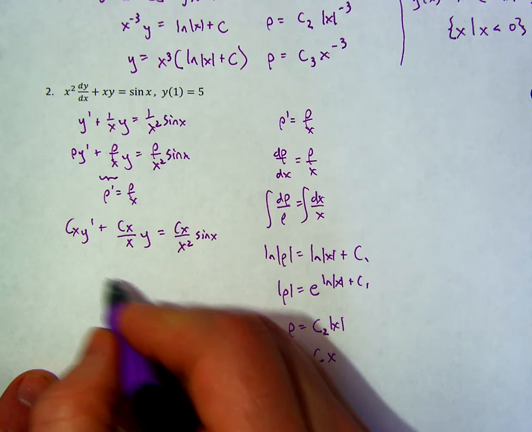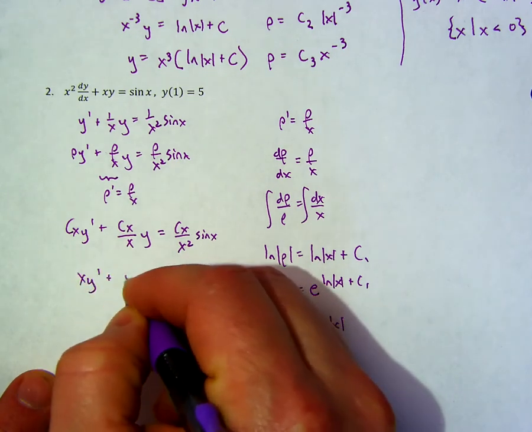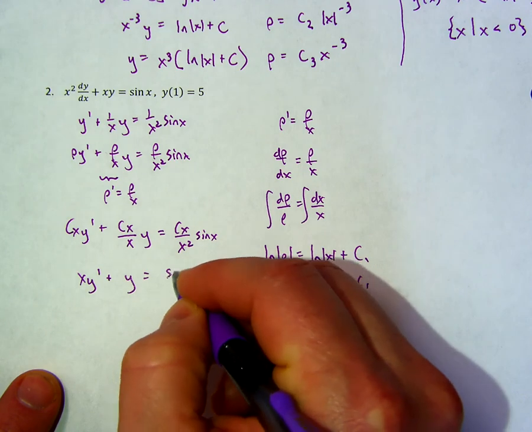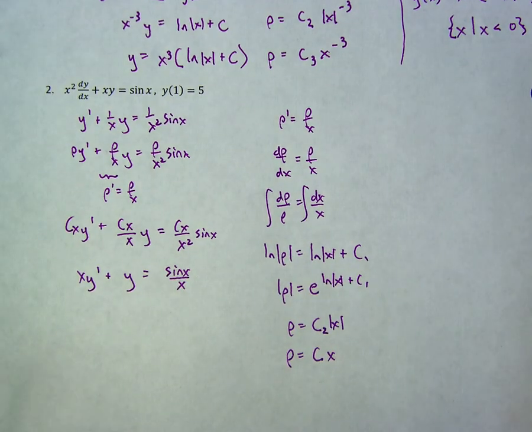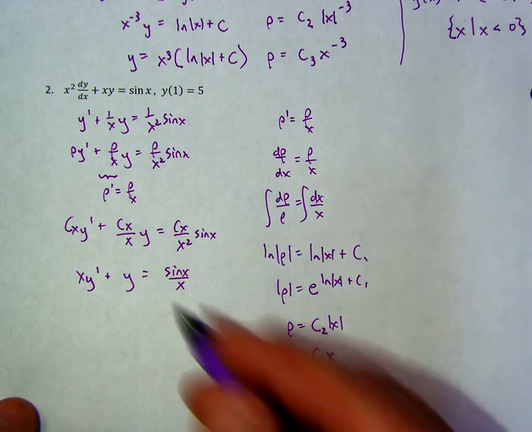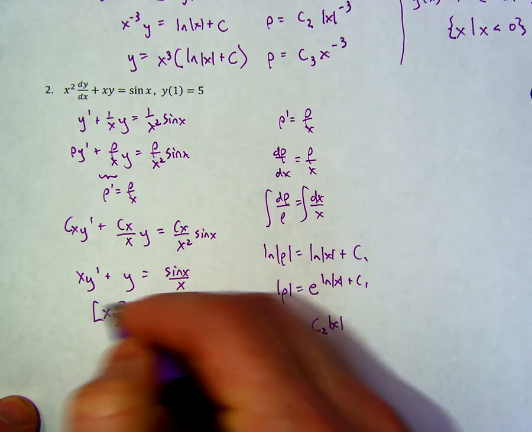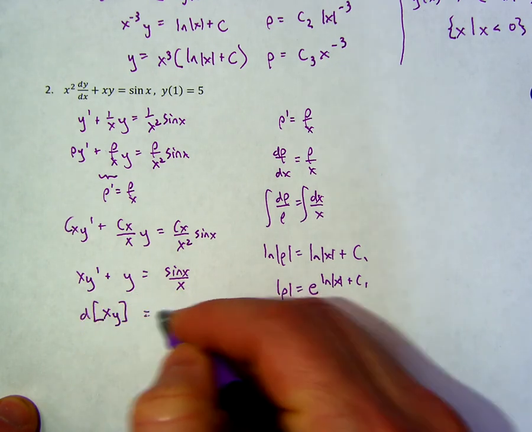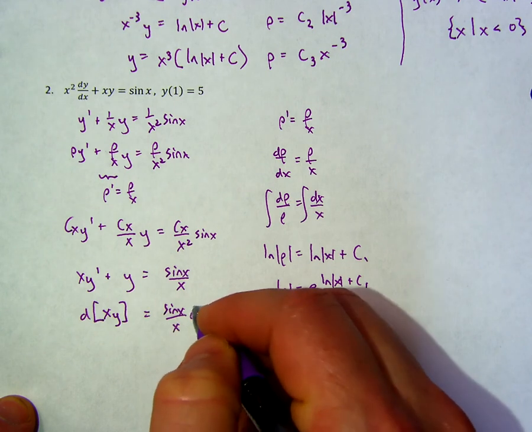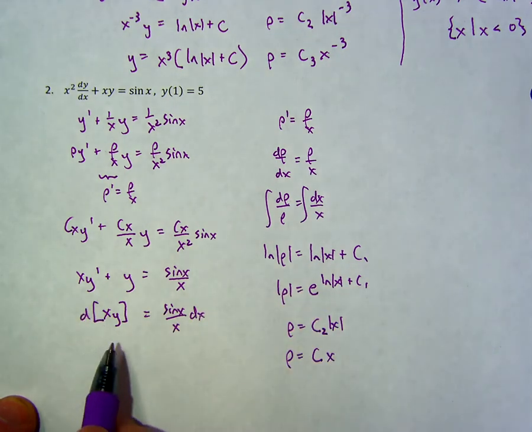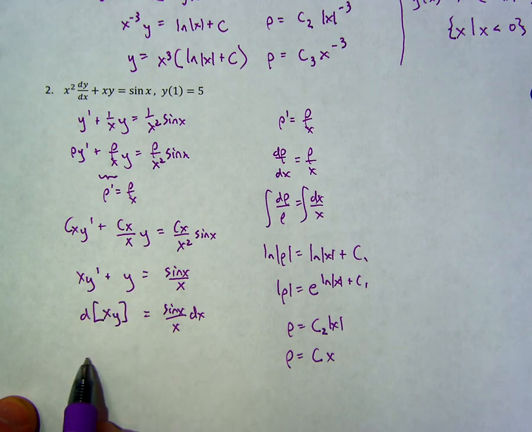Dividing by the c's, we have xy prime plus y equals sine of x over x. And the left-hand side is indeed a product rule. We have the x times the derivative of y plus the derivative of x, which is 1, times y.